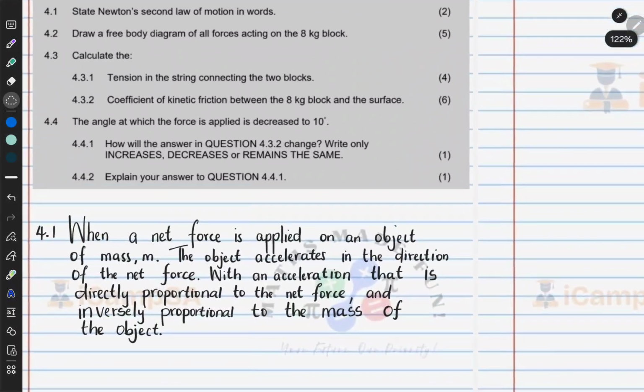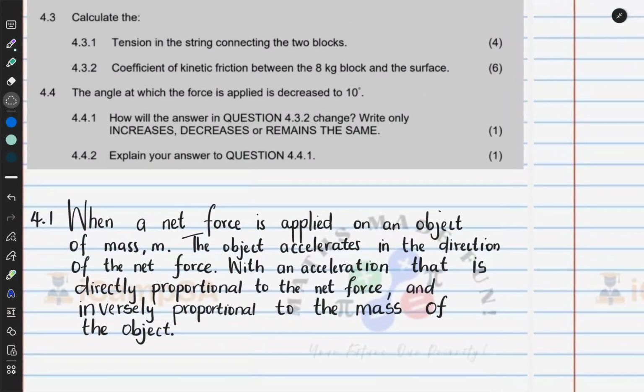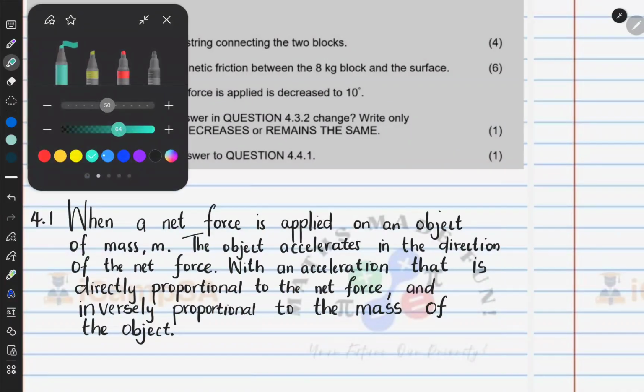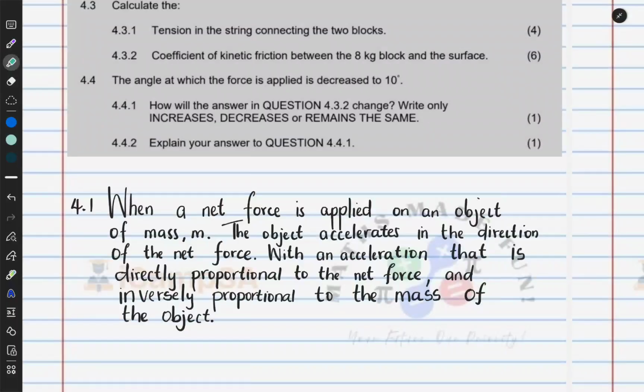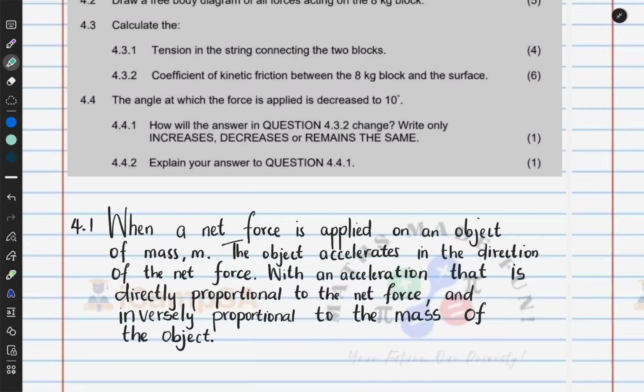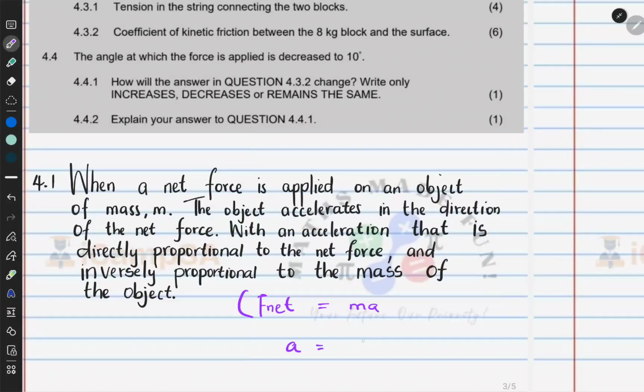So just like that. Obviously it looks like it's a bit long, but it's not, I promise. It's just the way my page looks. It's definitely not long, and it's actually easier to memorize. You can even use the formula to remember it. The formula is F net equals m a. So all of this statement is actually in the formula F net equals m a: directly proportional to the net force, but inversely proportional to the mass. How do you know it's inversely proportional to the mass?